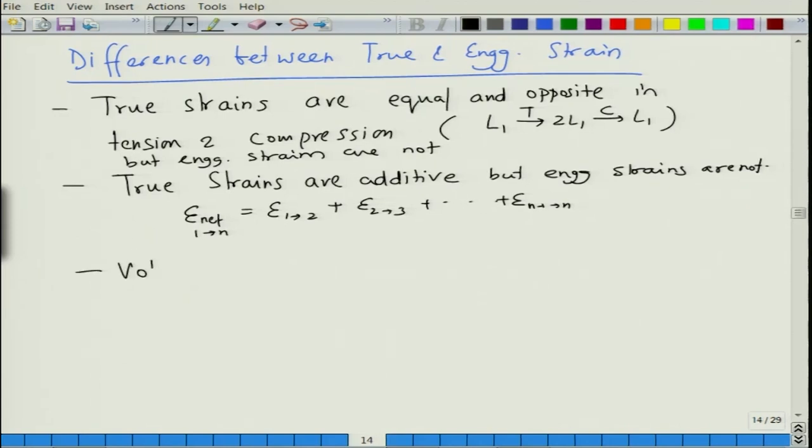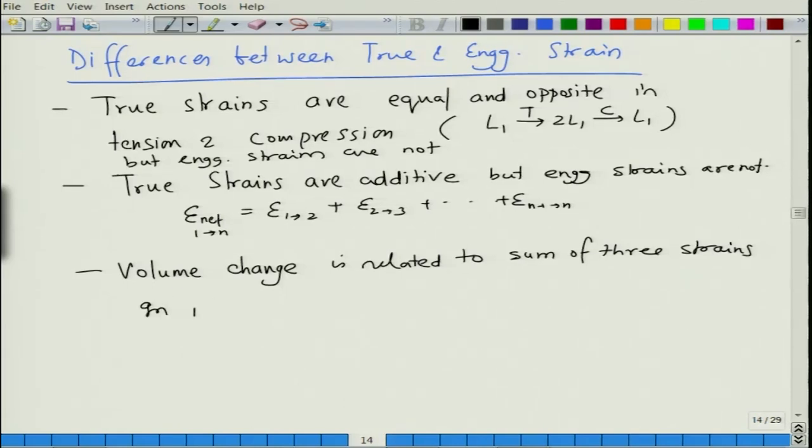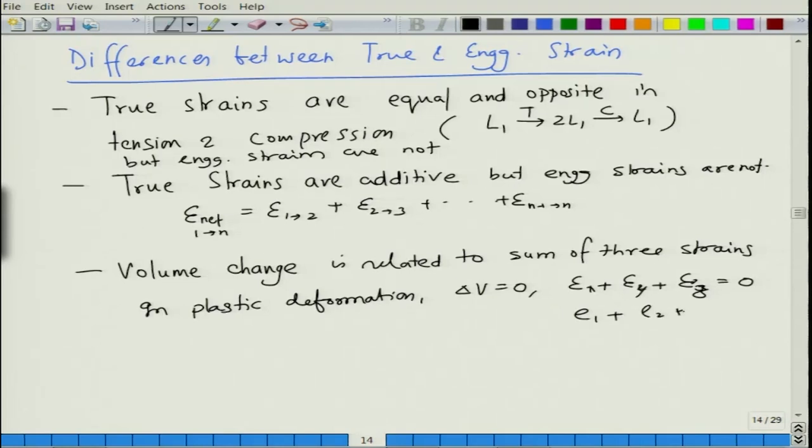And the third is volume change, which is related to the sum of three strains. As we will see, in plastic deformation, delta V is equal to 0, which means epsilon 1 plus epsilon 2 plus epsilon 3 should be equal to 0, or epsilon X plus epsilon Y plus epsilon Z should be equal to 0. But E1 plus E2 plus E3 is not equal to 0. So, there is an anomaly between these. So, this obeys the principle of no net volume change, but this does not obey. So, there is a problem there.